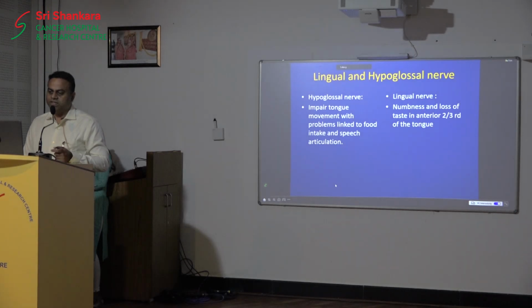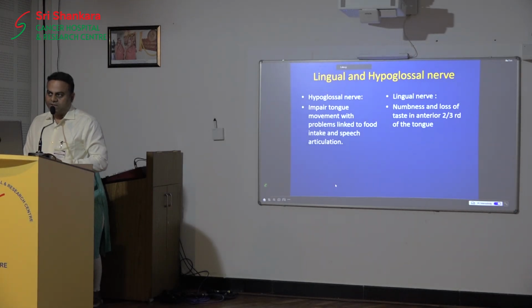So these are the sequelae: with the hypoglossal nerve, ipsilateral palsy of the tongue, which can lead to problems related to food intake and speech articulation. Sometimes there will be chances of injury to the lingual nerve in neck dissection. It leads to numbness and loss of taste in the anterior two-thirds of the tongue.